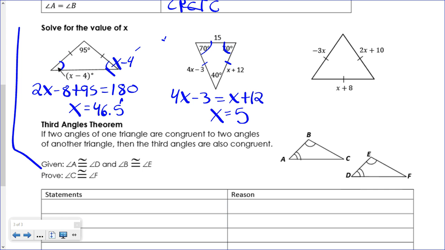3 divided by 3 is 5. Add the markings. All right, what about the last one? This one's a little bit different. That's equilateral. All right, we can still bring equilateral in here. Does it matter which two sides you use? No. So pick your favorite two.